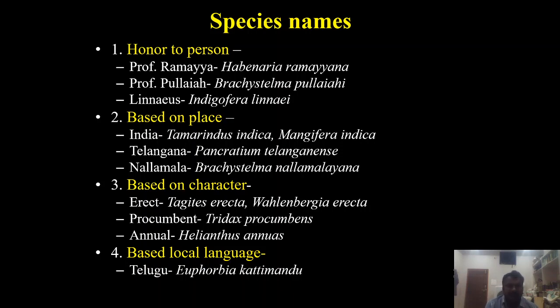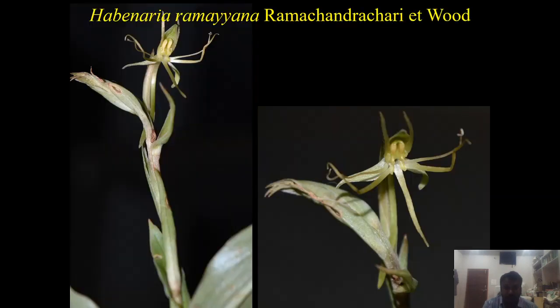Third one is based on character. For example, erect nature, Wahlenbergia erecta. Procumbent nature, Tridax procumbens. Annual nature, Helianthus annuus. That is based on the characters. Fourth one, based on local languages. For example, Telugu. There is a word called Kattimandu. Based on this word, one species of the genus Euphorbia is named Euphorbia kattimandu.